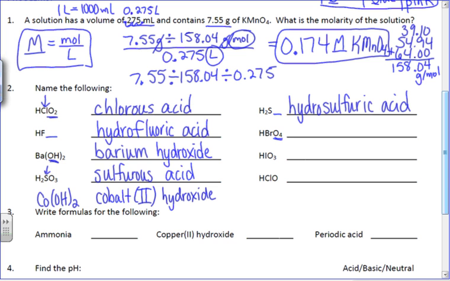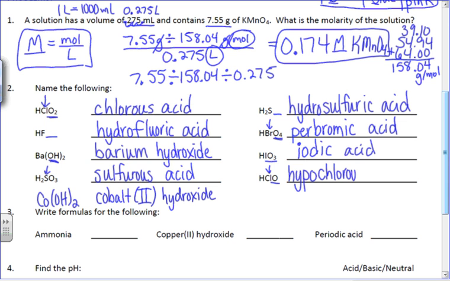HBrO4, when there's four oxygens, we're going to have a prefix of per. Then we look at our element in the middle for our root, brome, from bromine. Our suffix of ic, acid. HIO3, when there's three oxygens, there's no prefix. We just start with the root for iodine, which is iode. Then our suffix ic, acid. Just look it up on the list on how to do these. Then finally, we have a situation where we have only one oxygen. That's where we get hypo for low. Then we need our root for the chlor, in the middle, chlor. And then OUS is our suffix in this case, acid.